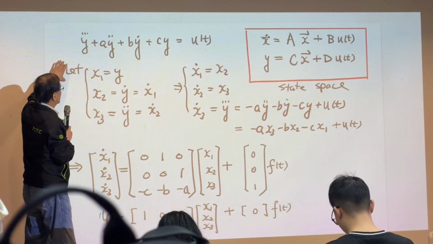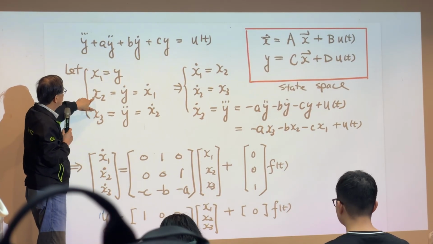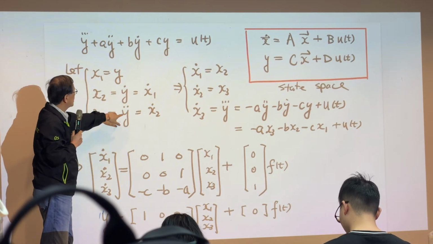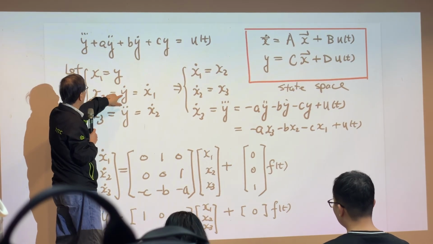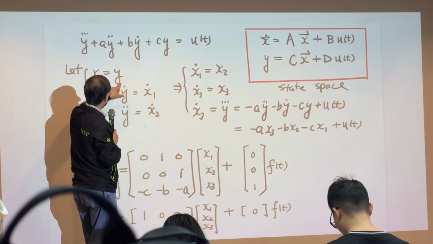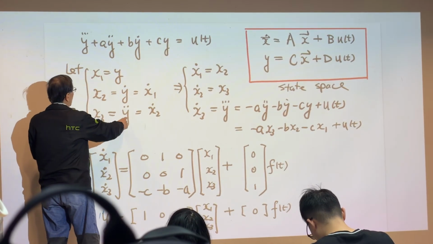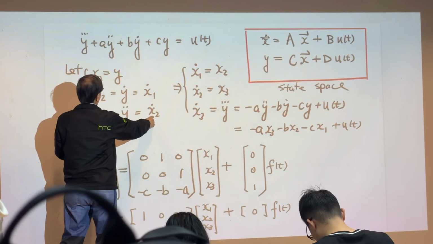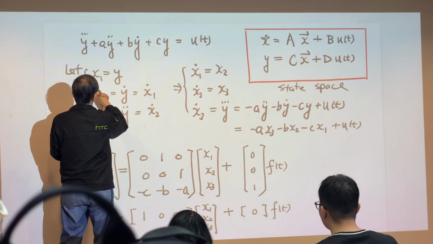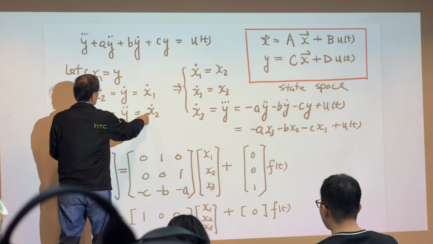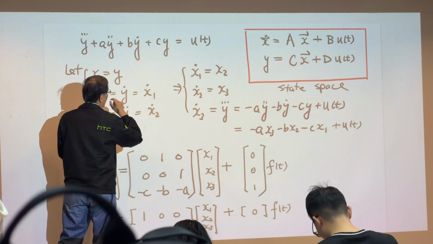Now, last time we taught you by setting x1 equals y, x2 equals y dot, and x3 equals y double dot. Because y dot is x2, and y dot is actually x1 dot, because x1 equals y, right? So y dot is x1 dot. Similarly, y double dot is x2 dot. So that means we can set x3 equals y double dot, which equals x2 dot, right?